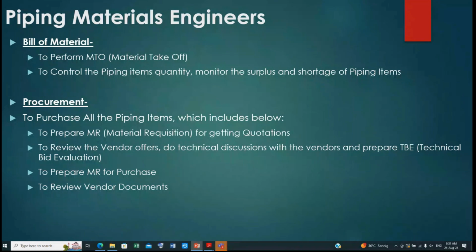Once I give the clarification that whatever the vendor is offering is acceptable to me from a technical point of view, then the procurement engineer will do the commercial negotiations. Okay, then what is your price? Can we reduce the price? With different vendors, he will talk. So all this is part of procurement. So in procurement, first we prepare the material requisition for getting quotations.